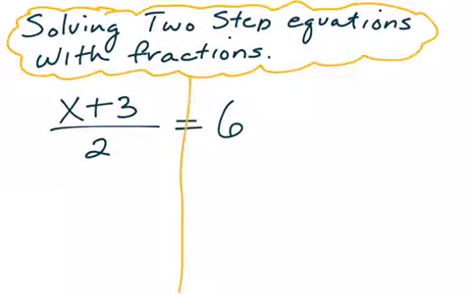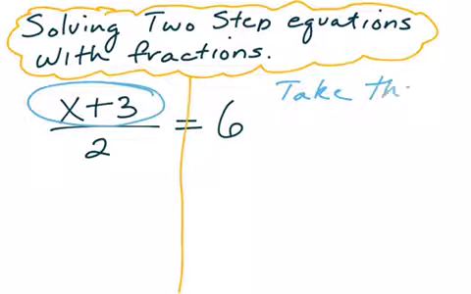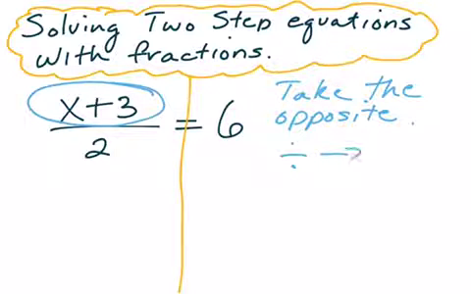So this fraction here is saying a number plus 3, divided by 2, equals 6. And in the previous video, we talked about how to get rid of things or move things from one side to the other. So we need to take the opposite, or inverse. Taking the opposite of a division problem would be multiplying both sides by 2.